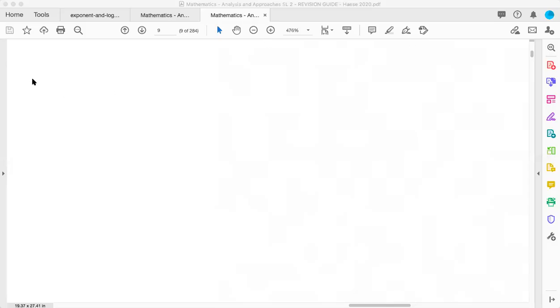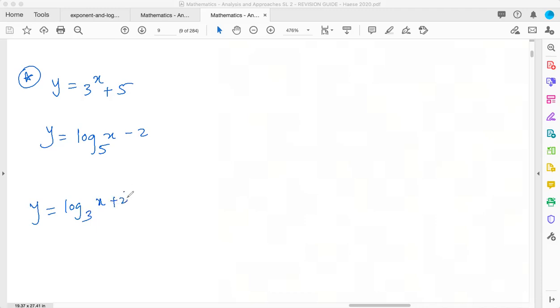Here's another example on how we interlink exponential and logarithmic functions, and I'll talk about the domain and range as well. The first thing I want you to understand is sketching of the graph. Let's say y equals 3 to the power x plus 5, y equals log x to the base 5 minus 2, y equals log of (x plus 2) to the base 3, and y equals 7 to the power (x plus 1) plus 2. So how do I tackle this? How do you find the inverse of these functions and put them into a graphical relation?